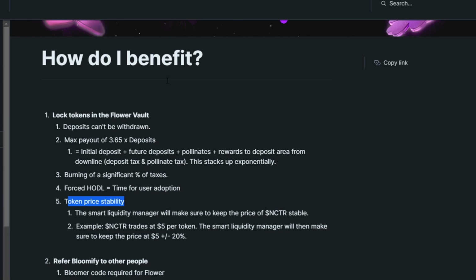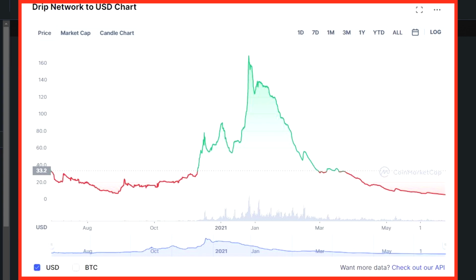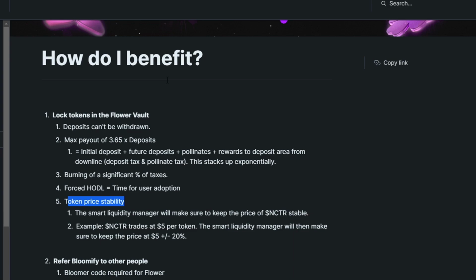Now with Drip, there was a huge amount of hype, and we can see that the token price went from about $5 all the way to almost $200, and people were just selling, and there was no actual treasury, there was no investments outside of new investors coming in, and that's one of the bigger major flaws that Drip had.